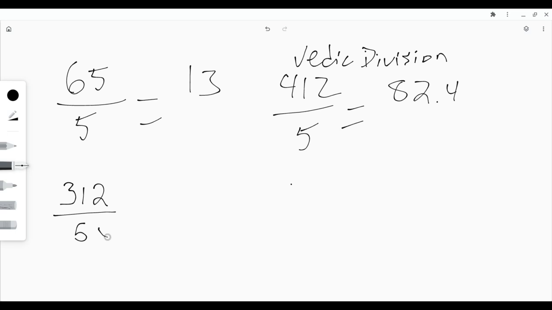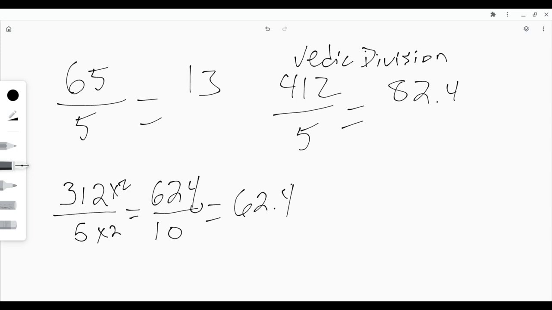So what I'm going to do is I'm going to get this to 10 to create that equivalent fraction. 5 times 2 is 10. So I double this. This is times 2. So this becomes 624. Now, when I divide by 10, I just take my decimal and I move it in 1. 62.4.